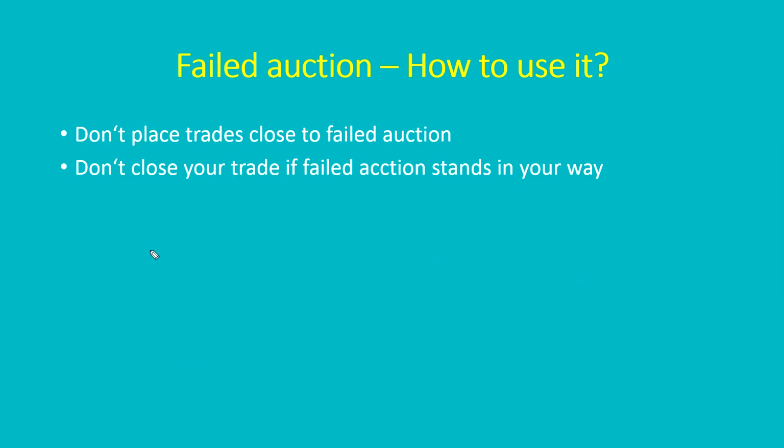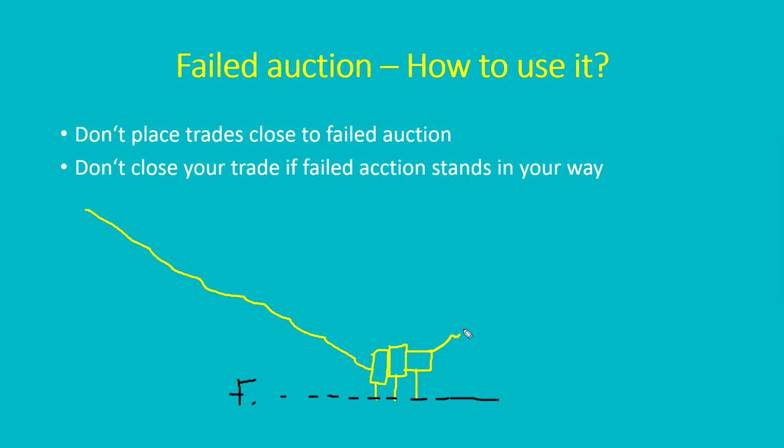Another way you can use the failed auction in your trading is very similar to what I already showed you. Let's say that you are in a downtrend, you are in a short position, and then there is a failed auction at the bottom. Those three candles end at the same price level. So this is a failed auction. And let's say that right now you are tempted to close your position because maybe the price seems to be turning a bit. Maybe it's doing a little pullback.